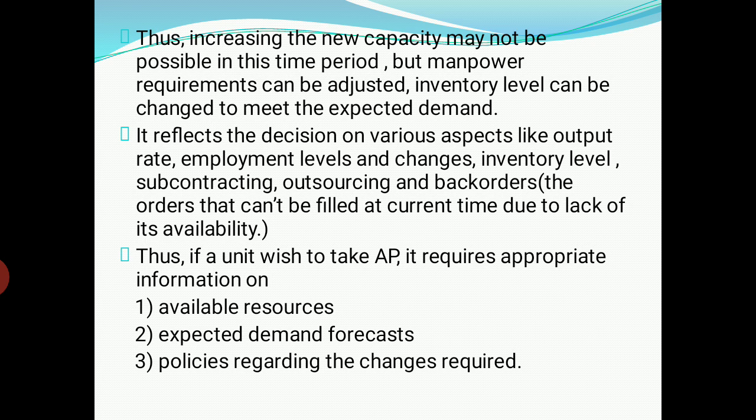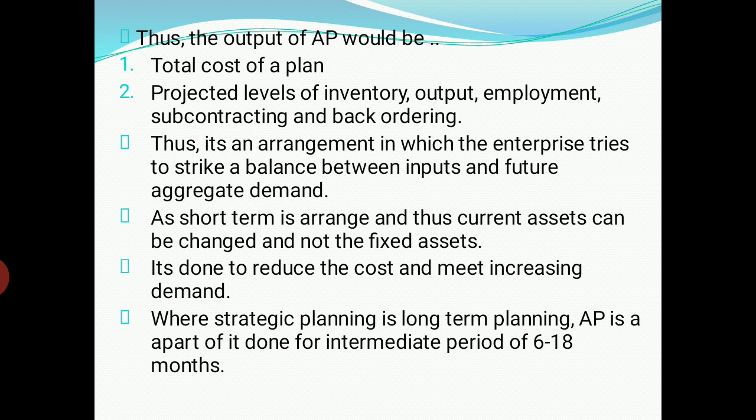This is when you do, and what is important is the period of time, that is 6 to 18 months. When we do something for this particular time period, then we can name it as aggregate planning, right? So at the end of aggregate planning, suppose my firm does the aggregate planning, what will I have as a result? Beforehand, before going for the actual production, I'll get the total cost of my plan, and again I'll come to know about the projected level.